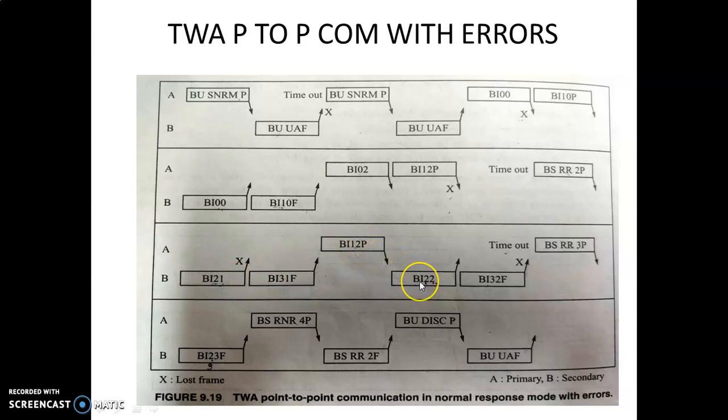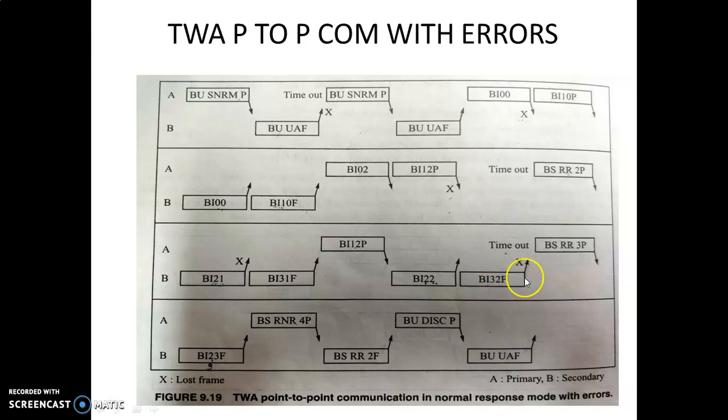Okay, so what is this now? From this, B came to know that A did not get I2, so it is sending I2 again. What is this 2 now? This 2 is indicating RR2, meaning the previous frame, I1, was received properly and it is expecting I2. Then it also sends I3. It sends I2 and then I3, expecting the I2 frame from A, with F bit equal to 1.